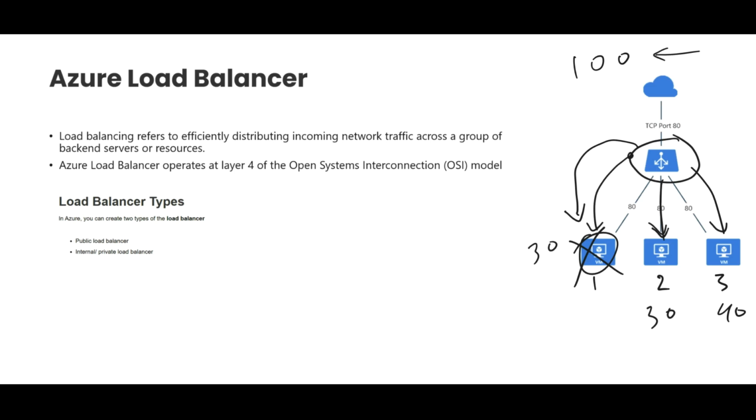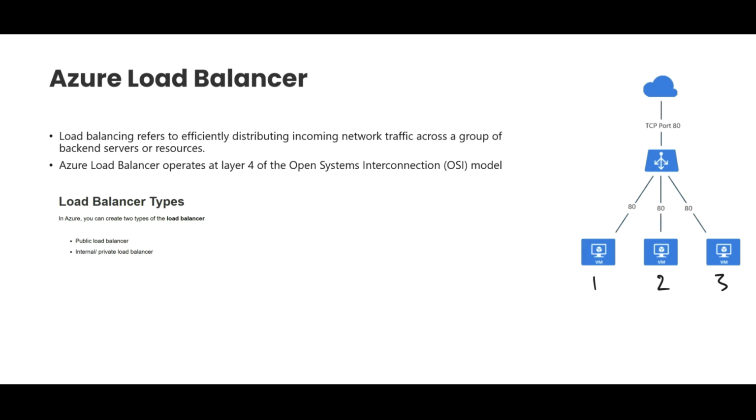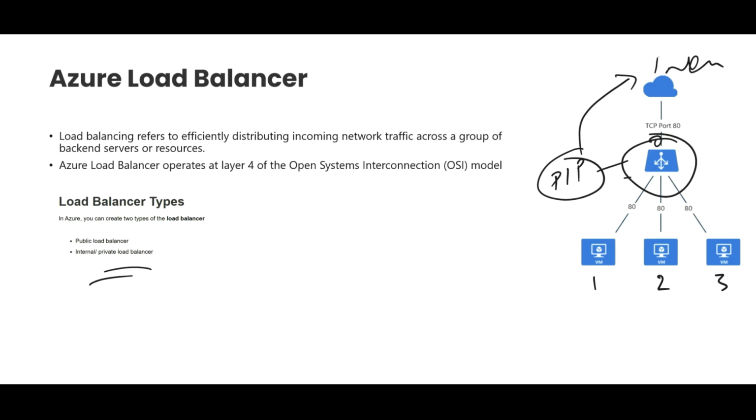When it comes to types of Azure load balancer, we have two types. One is public, and the other is private or internal load balancer. A public load balancer is exposed to the internet, and it will have a public IP address. When you configure a public load balancer, you will have a public IP that can be accessed over the internet. However, a private load balancer is not exposed to the internet and will not have any public IP address. Instead, it will have a private IP address within your VNet or subnet. This is the difference between public and private load balancer.